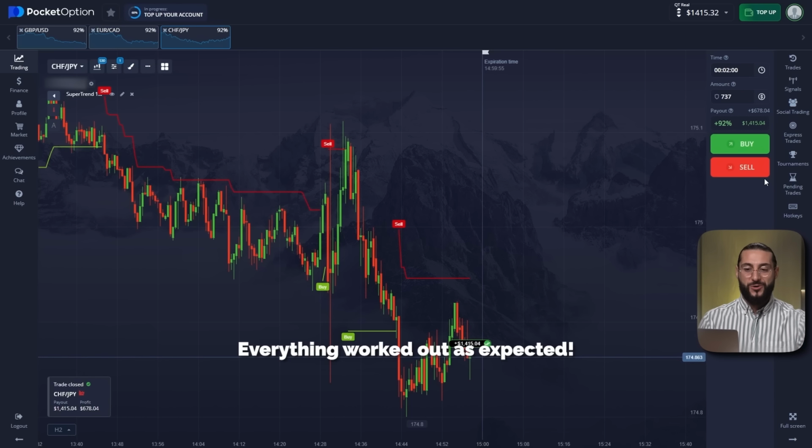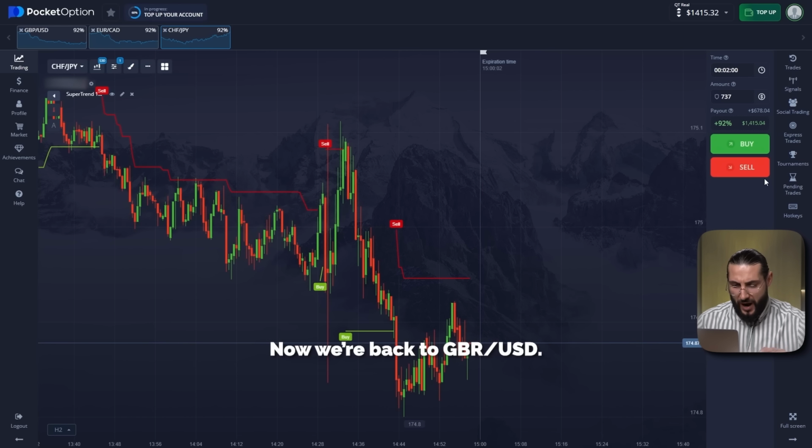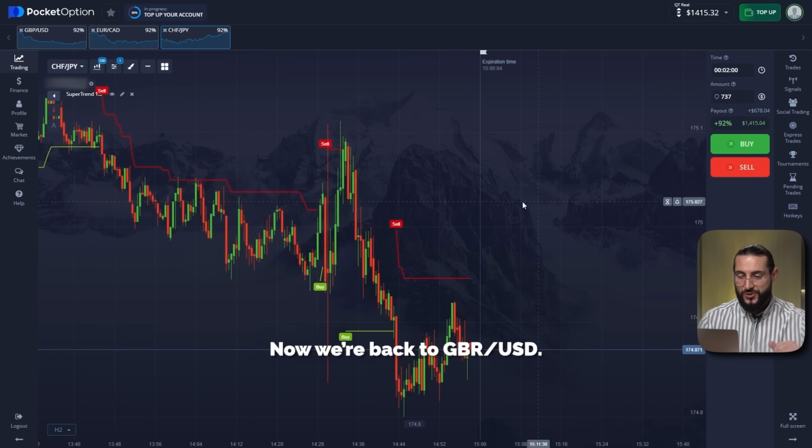Everything worked out as expected. My deposit increased to $1,415. Now we are back to GBP/USD.